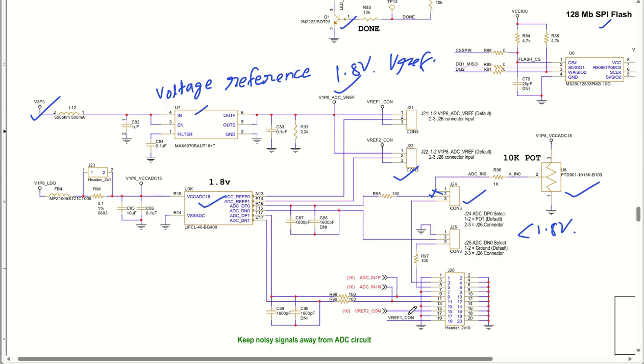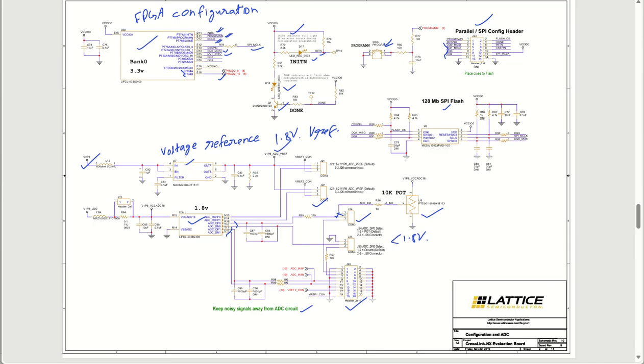Then we have the ADC header here. If you want, you can connect a daughter board or external board where several ADC measurements are required. There are four differential lines you can see, like the DP0 and DP1 pair. The recommendation from Lattice Semiconductor is to keep noisy signals away from this ADC circuit. So this is the ADC block, and you keep it away from the noisy parts. All right, this was all about this particular schematic.